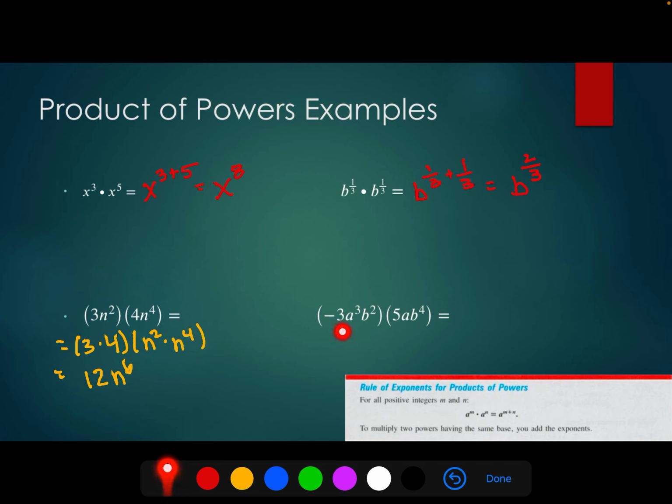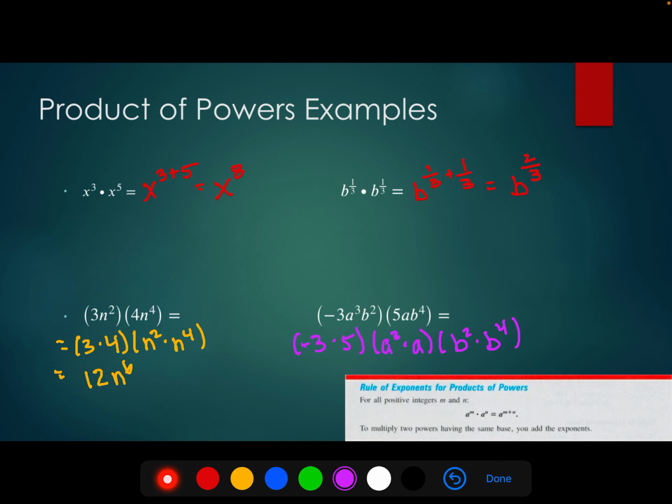Let's take a look at a similar example. We have negative 3a cubed b squared times 5ab to the 4th. For this, we're going to do it very similarly. We're going to put our coefficients together. So we'll have negative 3 times 5 in one set of parentheses. In another set of parentheses, we'll do our base of a. So a to the 3rd power times a. And then in our last one, we'll do our base of b. So b squared times b to the fourth.